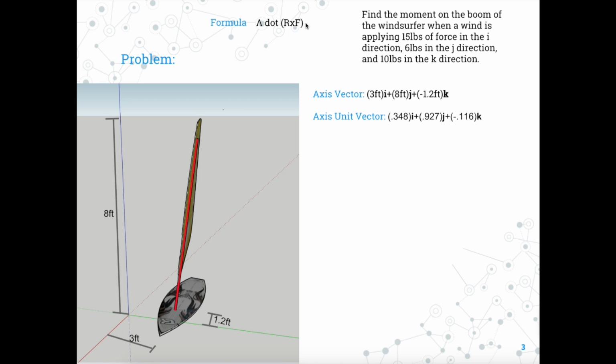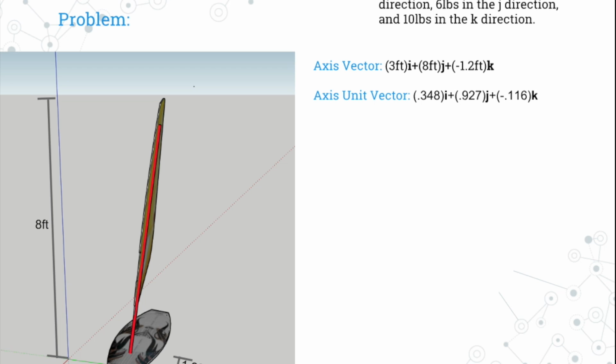We only need one more thing in this equation, and that's our force vector. This will be pretty easy because it gets stated in the equation. So we see that 15 pounds of force is in the I direction, 6 in the J direction, and 10 in the K direction. There's no negatives mentioned here, so they're all positive. Thus making our force vector 15 pounds in the I direction, 6 pounds in the J direction, and 10 pounds in the K direction.